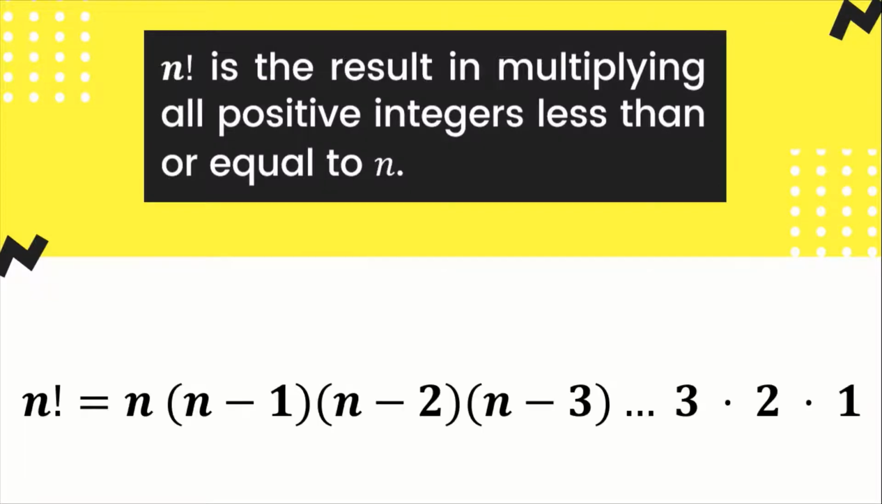So, gagamitin natin ang factorial notation if you want to express the product of n and all positive integers less than or equal to it. So, ginagamit natin itong symbol na to to illustrate factorial. So, we have n factorial is equal to n times n minus 1 times n minus 2 times n minus 3 up to 3 times 2 times 1.